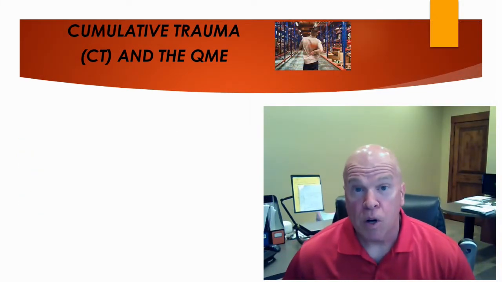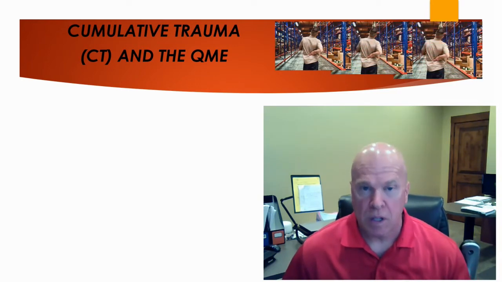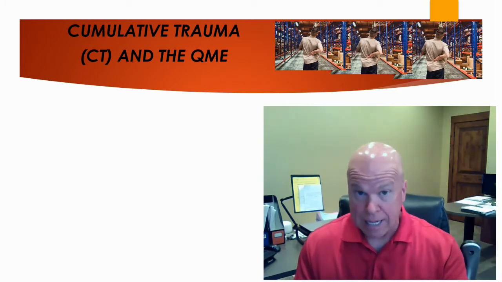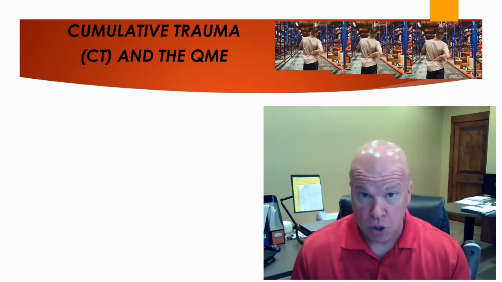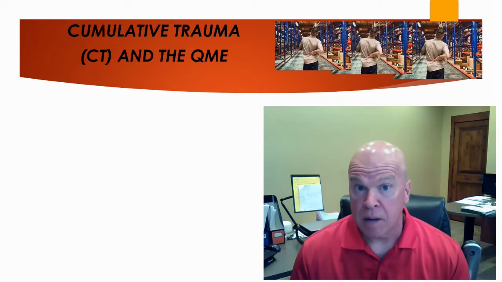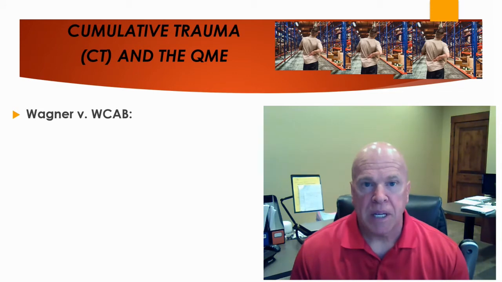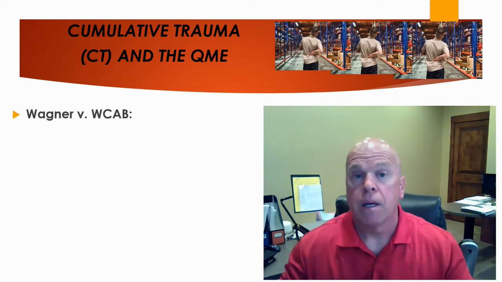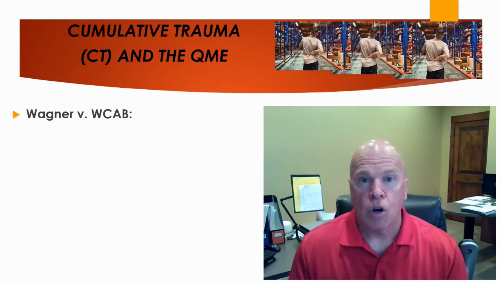Okay, again, under Labor Code 5412, the date of injury for a cumulative trauma injury is when two things coincide. First is when the employee first suffers disability, and number two, when the employee first gains the knowledge that the disability is caused by the workplace activities. In the Wagner versus WCAB case, we're going to see that the dispute involves what qualifies as the disability. When the employee first suffered disability is going to determine the date of injury.